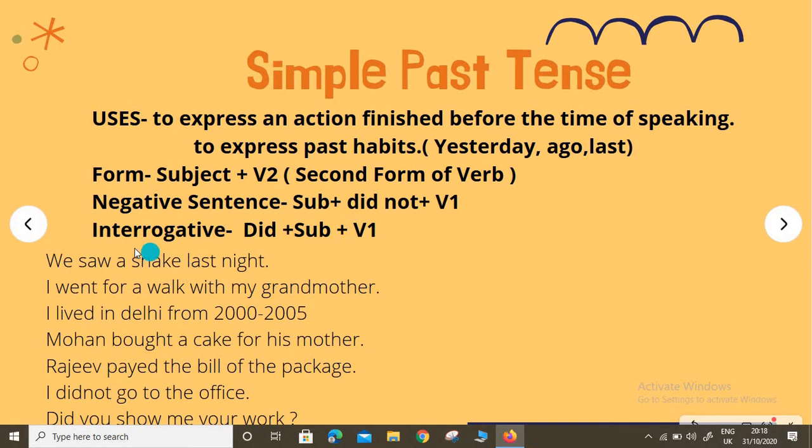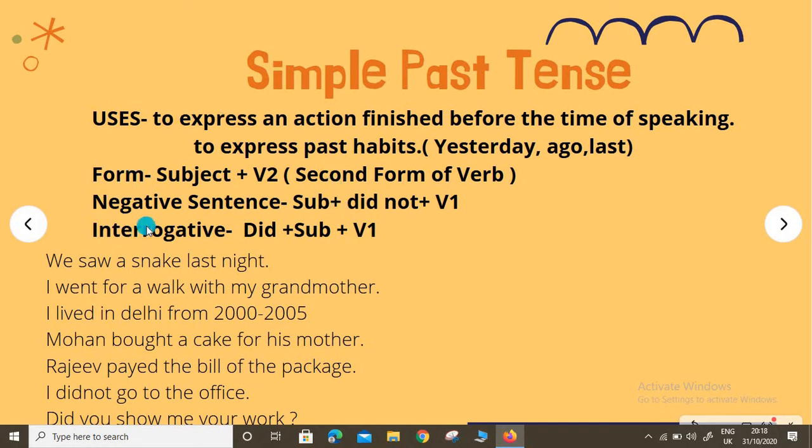Now the next is the interrogative sentence. How do we make an interrogative sentence? We place did before the subject. For example, did you show me your work? And then you put a question mark because it's an interrogative sentence. This becomes your interrogative sentence. So this is one of the types of past tense, that is simple past tense. So I repeat again. If you are making a positive sentence, you use the subject plus second form of the verb.